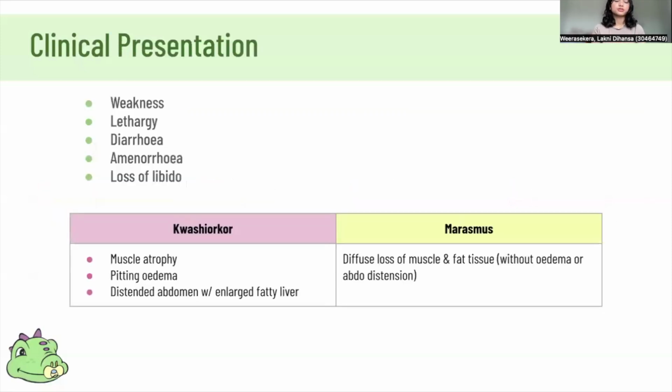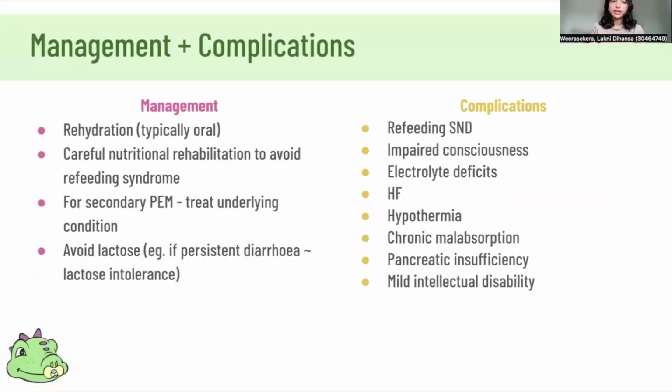So the way this tends to present is weakness, lethargy, sometimes diarrhea, amenorrhea, and loss of libido. And the way this is managed is typically oral rehydration if the patient tolerates. Otherwise, you'd want to consider NG or IV nutrition. Careful nutritional rehabilitation to avoid refeeding syndrome. For secondary protein energy malnutrition, you want to treat the underlying condition and also tend to avoid lactose, for example, if the patient has persistent diarrhea.